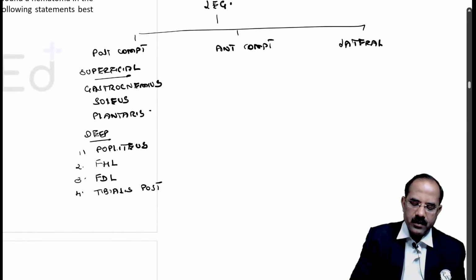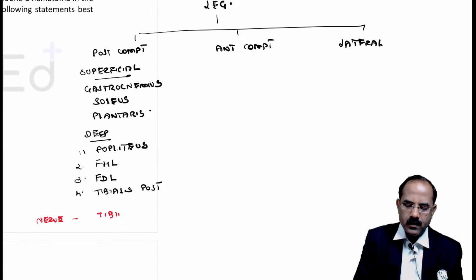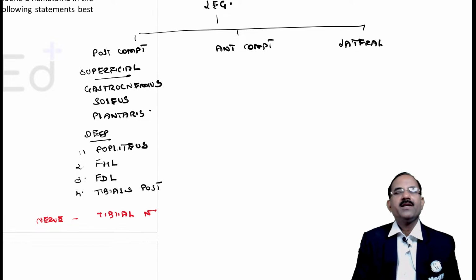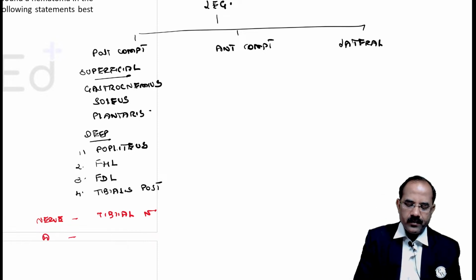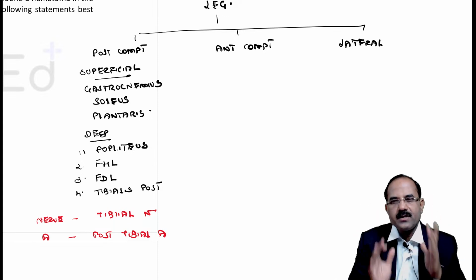Which is the nerve of this compartment? Any guesses? The nerve of this compartment is the tibial nerve. And which is the artery of this compartment? The posterior tibial artery. This is the easiest way to understand, students.